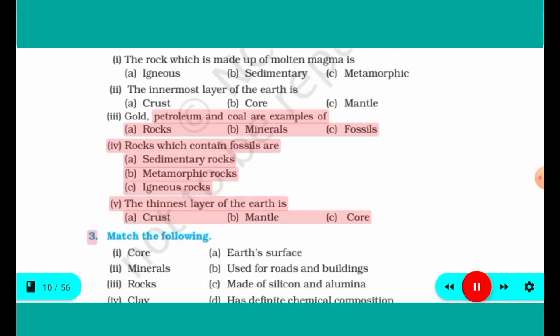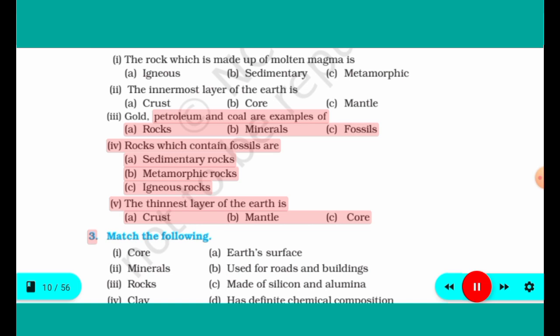iv. Petroleum and coal are examples of a. Rocks, b. Minerals, c. Fossils. v. Rocks which contain fossils, a. Sedimentary rocks, b. Metamorphic rocks, c. Igneous rocks. vi. The thinnest layer of the Earth is a. Crust, b. Mantle, c. Core.